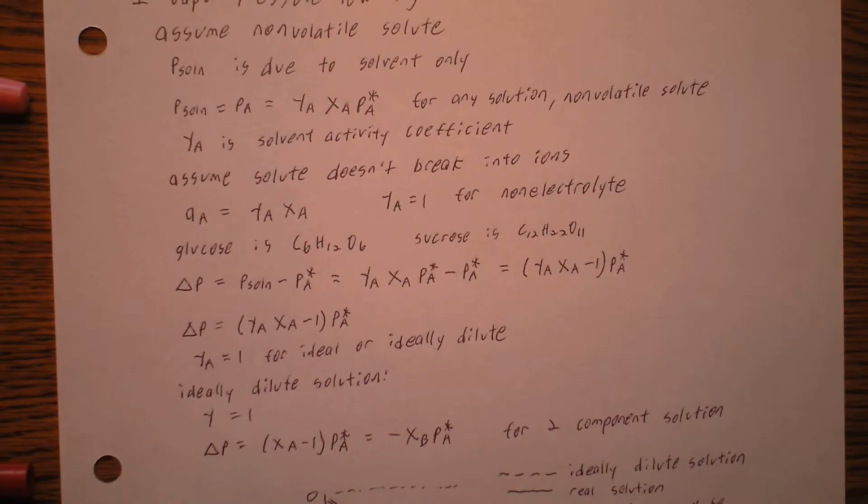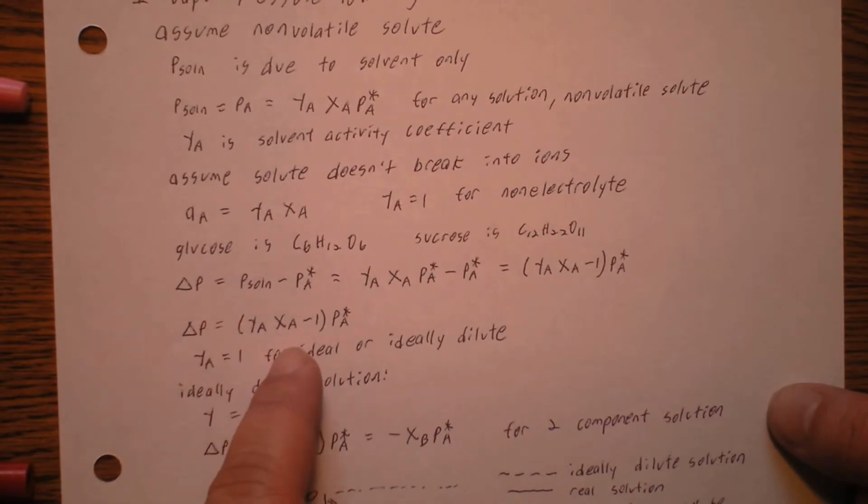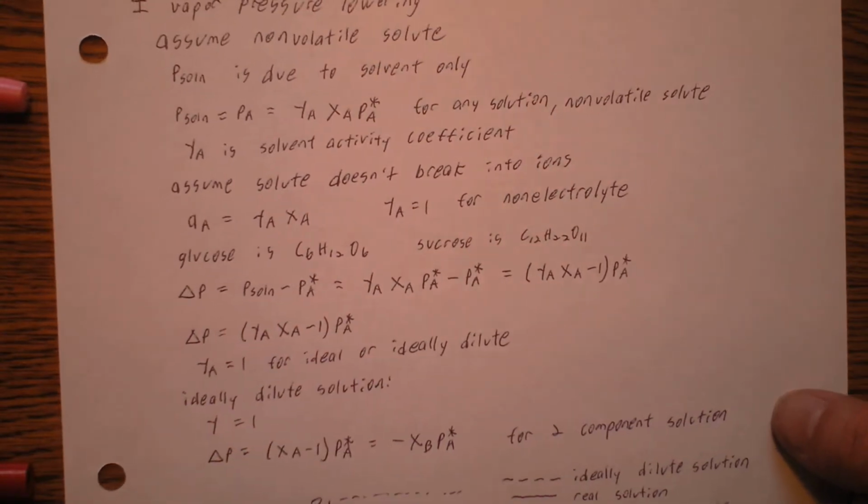So the change in pressure, remember this is our vapor pressure lowering, is going to be equal to the pressure of the solution minus the pressure of the solvent when it was pure. So that's equal to gamma A times the mole fraction of A times PA star minus PA star. Factor out the PA star, and you have gamma A times chi A minus 1 times PA star. So the change in pressure is gamma A times chi A minus 1, the activity coefficient times the mole fraction minus 1, times PA star.